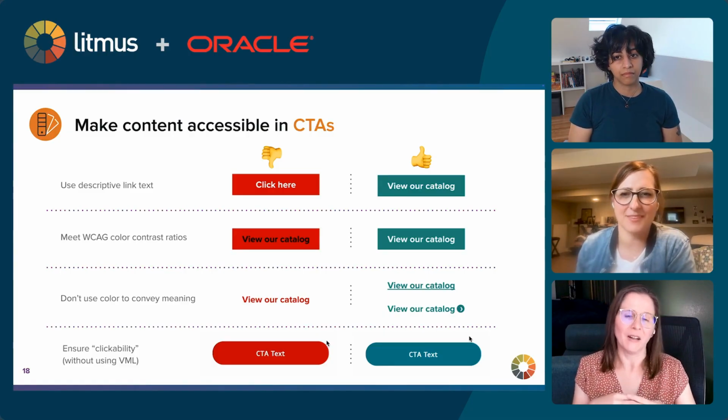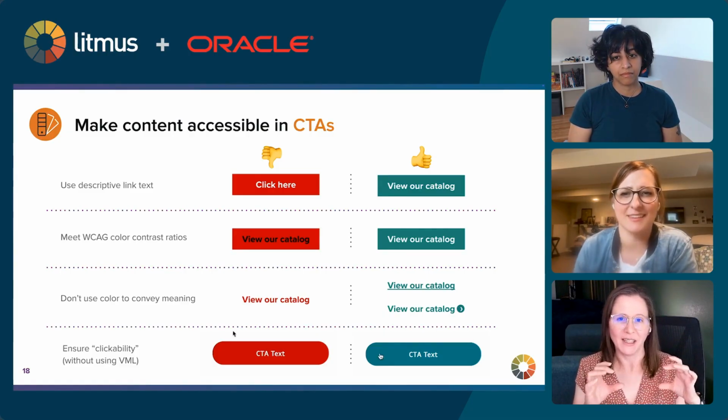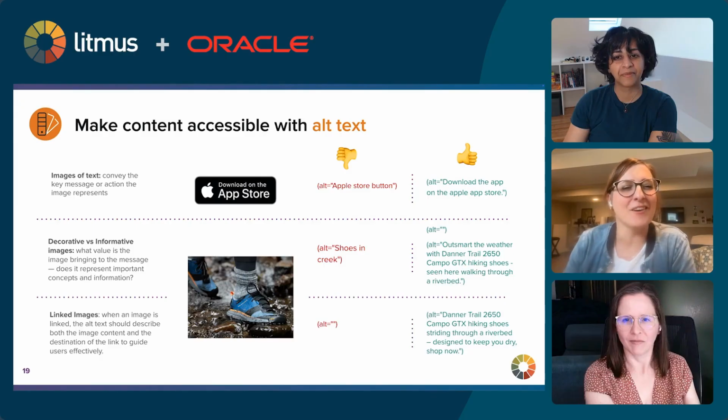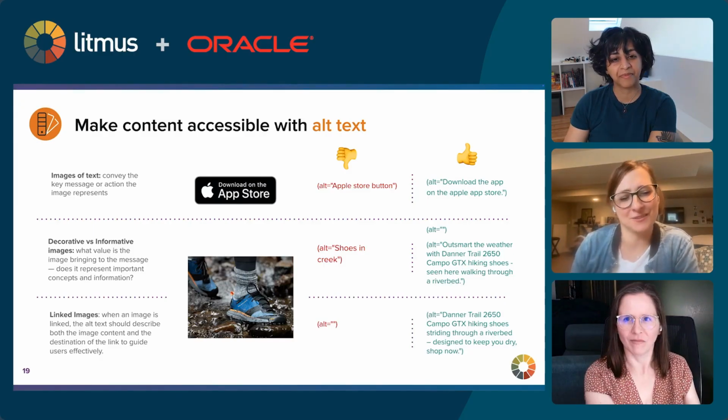Yeah, totally. We also want to make sure that the entire CTA is clickable. So wherever anyone clicks on that CTA, it should activate that link. And we want to do that without using VML. So we're going to use a padding or border-style button to really flesh out that entire space. Another hot topic is alt text.